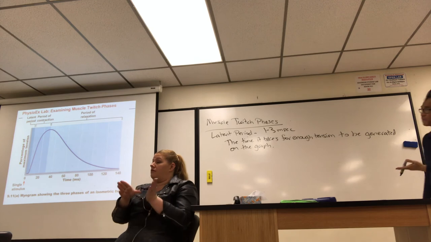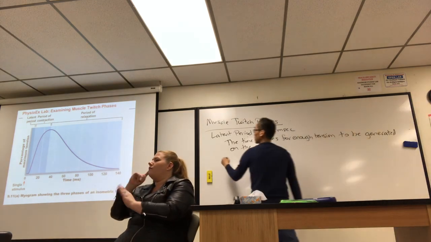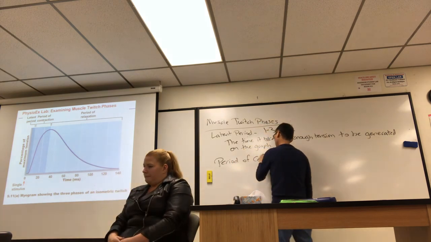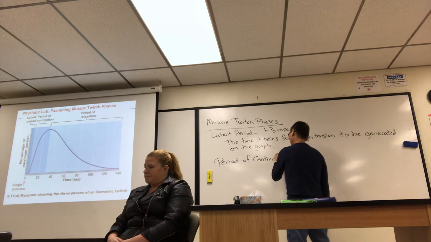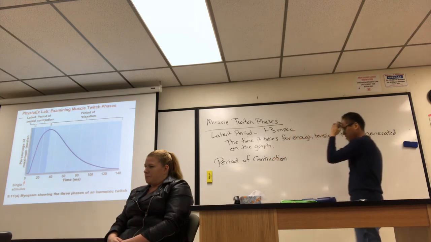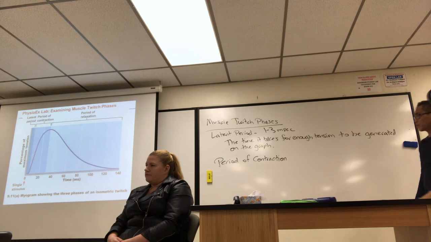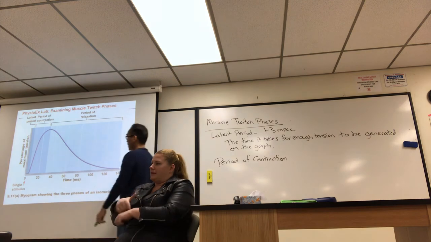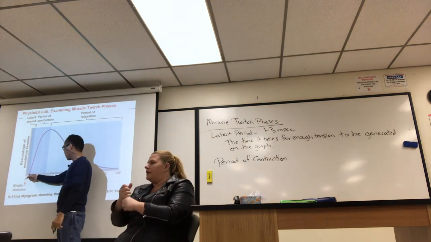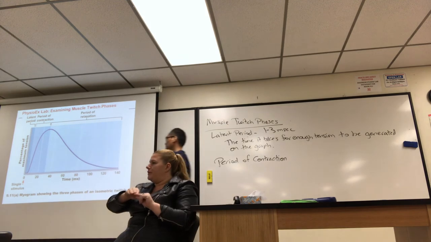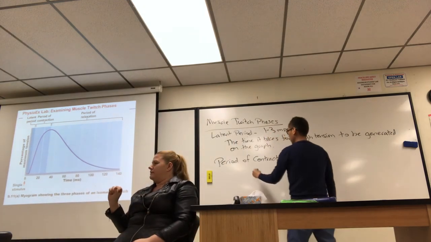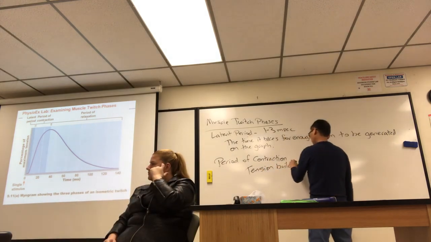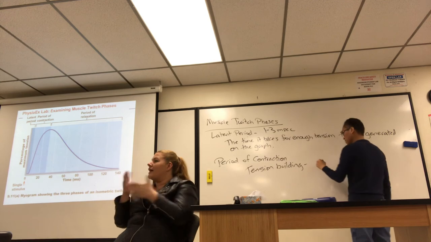After the latent period, you have the period of contraction. The period of contraction is much longer. It's the time when the tension is building, and basically it goes from about here to here, so it's about 15 milliseconds. Tension is building. This is where you have the maximum cross-bridge cycling.